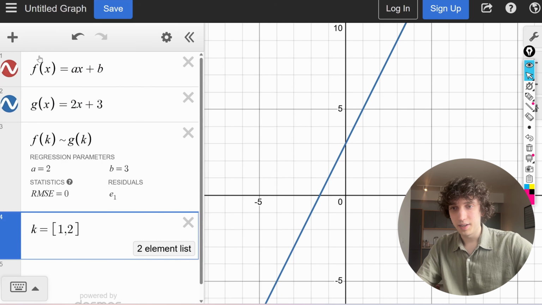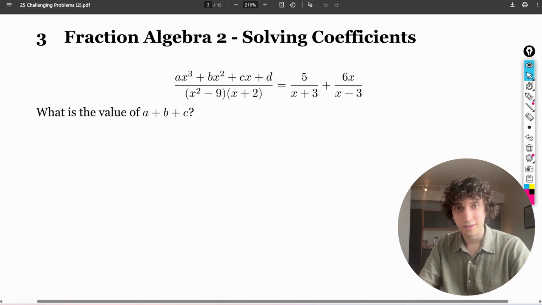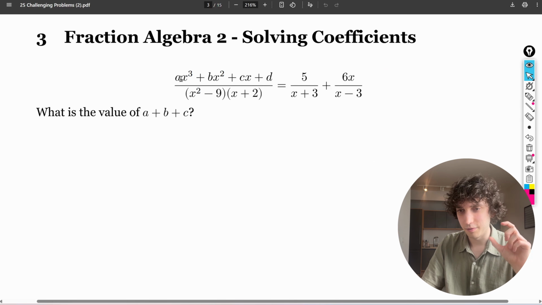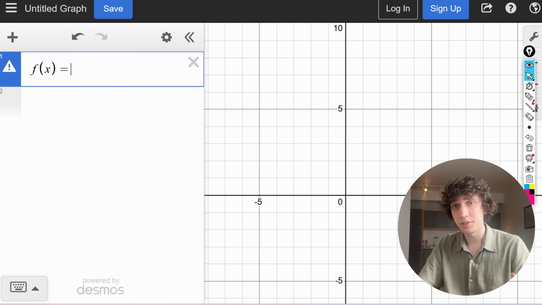And so we can apply this setup to this problem as well. I recommend you pause and try this on your own if you haven't already, but now I'm going to show you how it's done. So first we want to set f of x equal to the left-hand side.